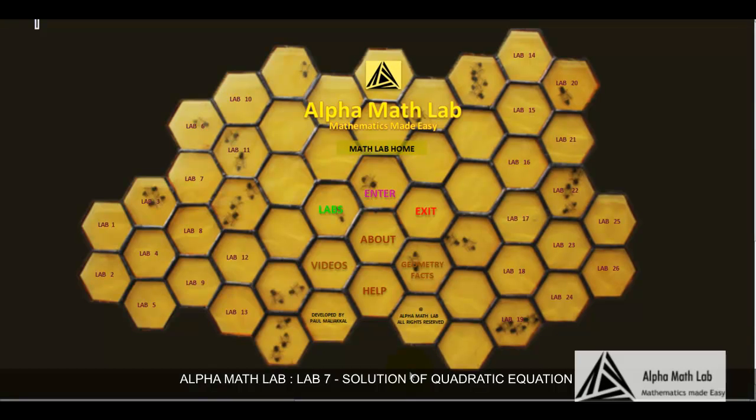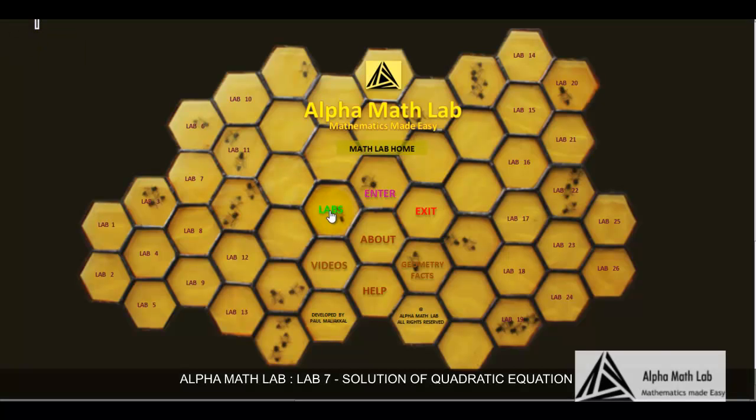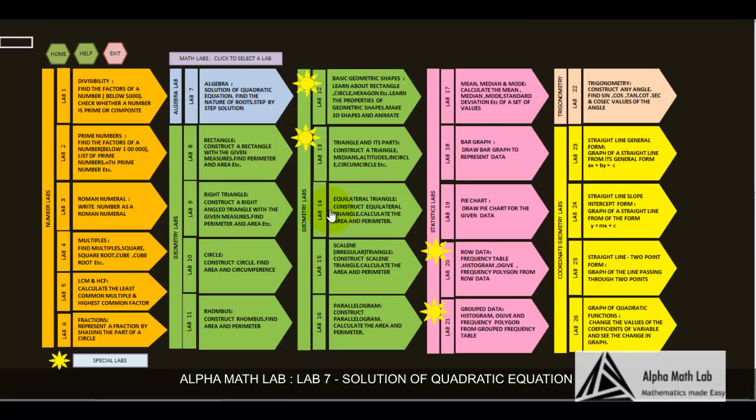Alpha Math Lab, Lab 7. Select Lab 7 from Math Lab Home. Lab 7, solution of quadratic equation. Or select labs from the Math Lab Home and Algebra Lab, Lab 7 Algebra. Solution of quadratic equation. Find the nature of roots. Step-by-step solution.